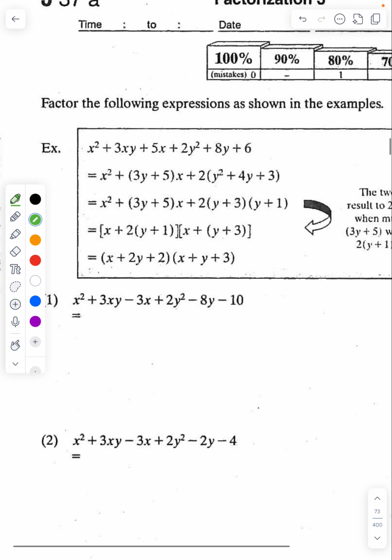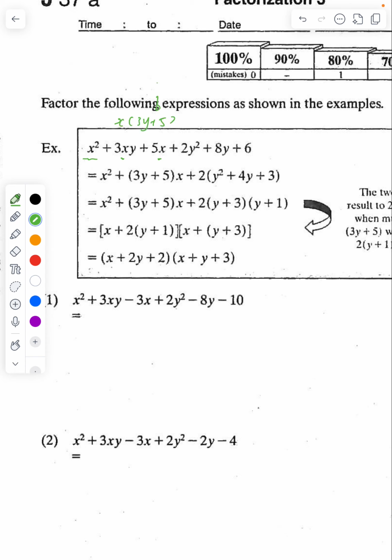So similarly, in this question, instead of dealing with x, y, z, we have x and y. We also have a numerical number, which is the constant as well. So again, we're going to do the same. We're going to use x as the variable. Everything that involves x, we're going to put together. In this case, the x is here. So I'm going to put x here, 3y plus 5, right? So that's my b, right?